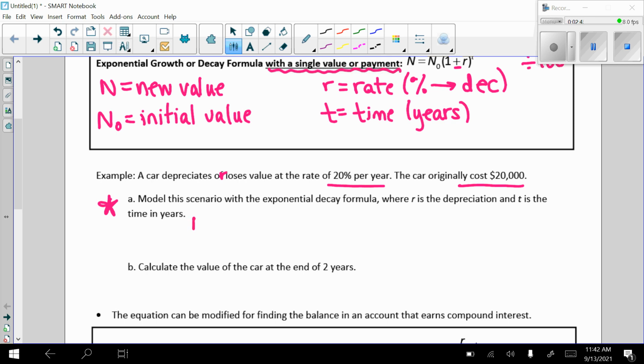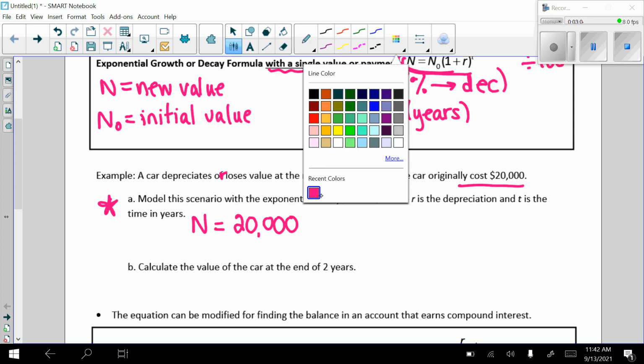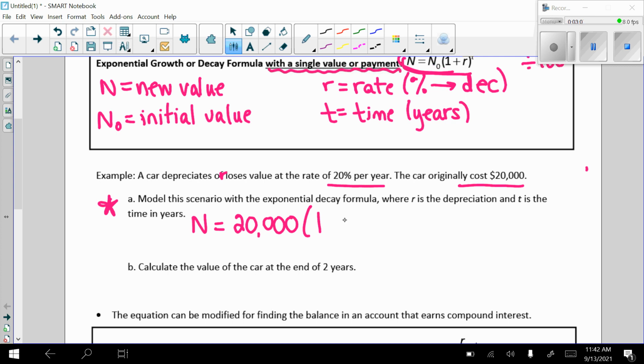So here's the deal. The new value after a certain amount of time will be equal to the starting value of $20,000, and I'm just following this formula up here, by the way, on the top right. $20,000 times 1, and it says it's depreciating at 20% per year, so 1 minus 0.2 or 0.20 to the t power. And I'm going to clean that up just a little bit, because I know that 1 minus 0.2 is 0.8. So that's the formula that would represent the value of the car after however many years have passed. And that exponent would be the number of years.